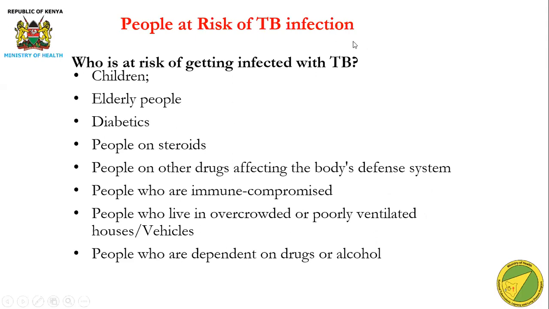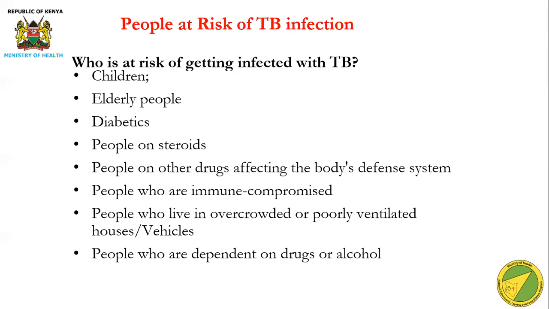People at risk of TB. So who are these people that are at risk of getting infected with TB? We've already said that people at the extremes of ages, very young children, the elderly, those with comorbidities such as diabetics, people on immune-compromising treatment or therapy, such as those on steroids, or people on other drugs affecting the body's defense system.